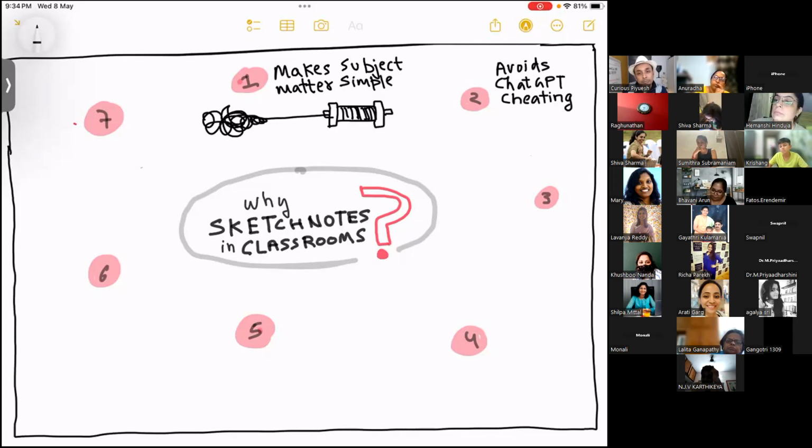You can make a face wherein it is written ChatGPT, an angry ChatGPT, and a hammer wherein you're breaking that head of the ChatGPT. But yeah, try to explain to me what this point means. Avoid ChatGPT cheating. What is the essence of this point?